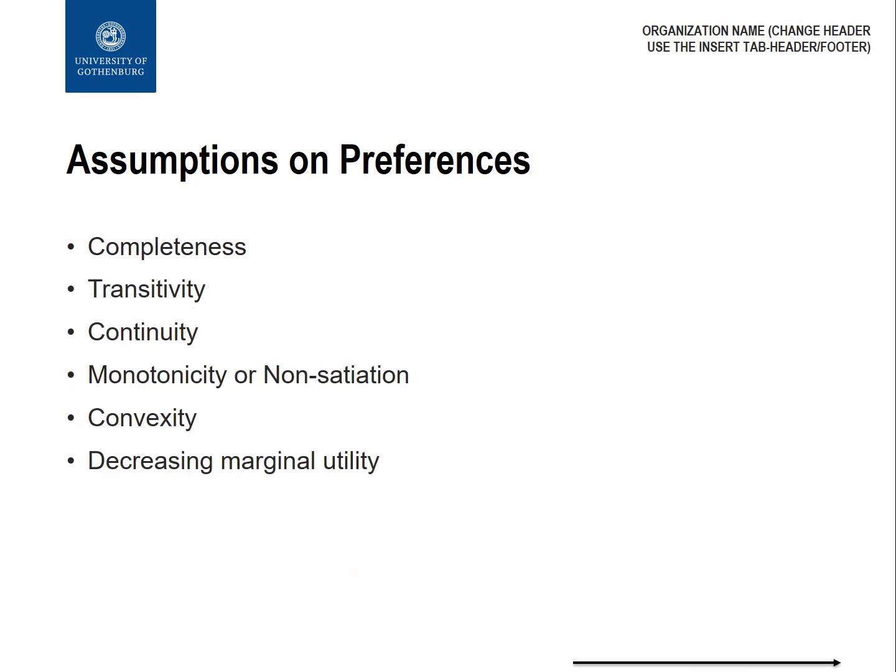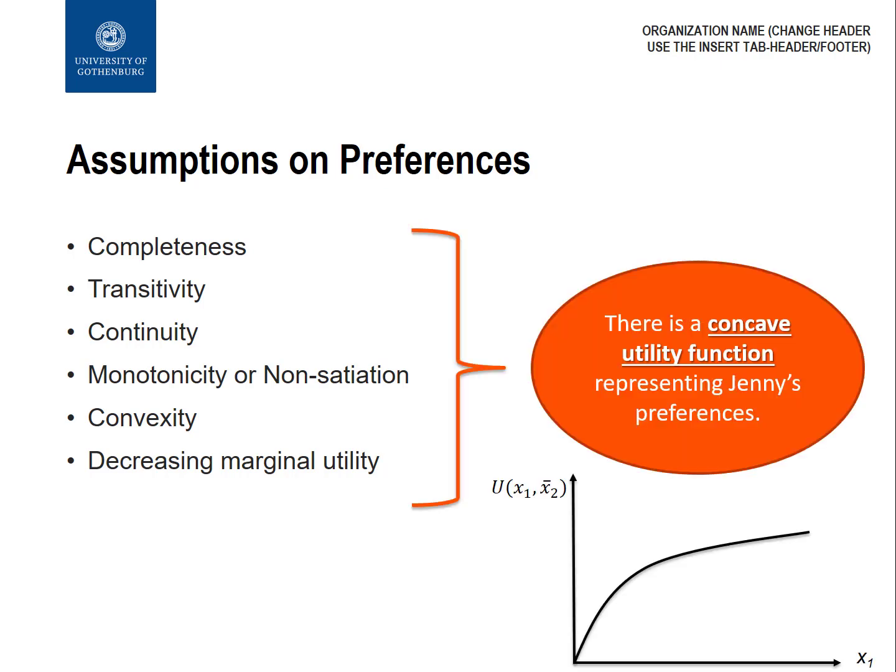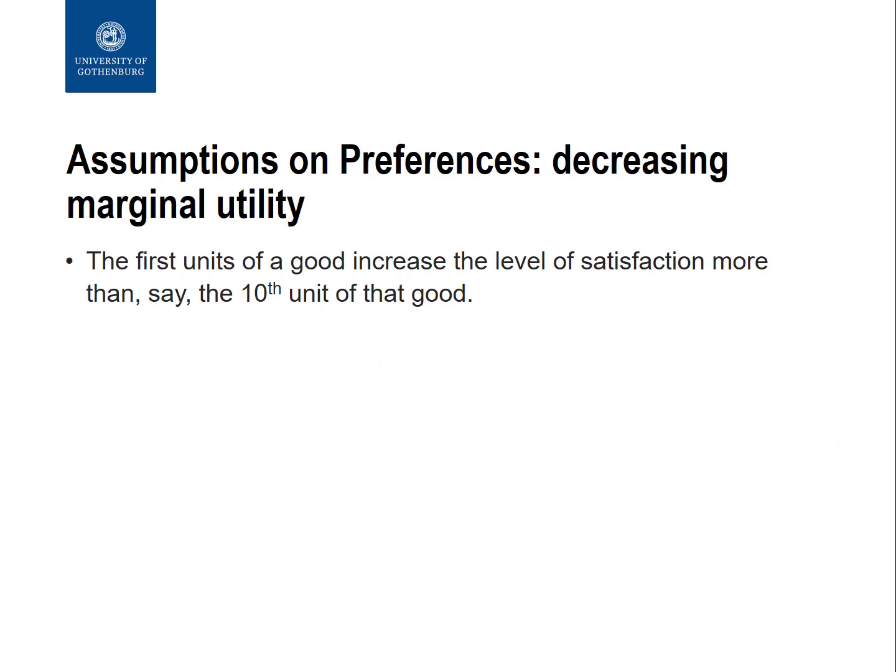So far, we have explained 5 assumptions on preferences, and there is a last one that we address on the next slide. This is the assumption of decreasing marginal utility. Before explaining it, it is worth mentioning that if these 6 assumptions are satisfied, then there is always a concave utility function which represents Jenny's preferences. So let's turn to the intuition of the last assumption. Decreasing marginal utility means that the first units of a good increase the level of satisfaction more than, say, the 10th unit of that good.